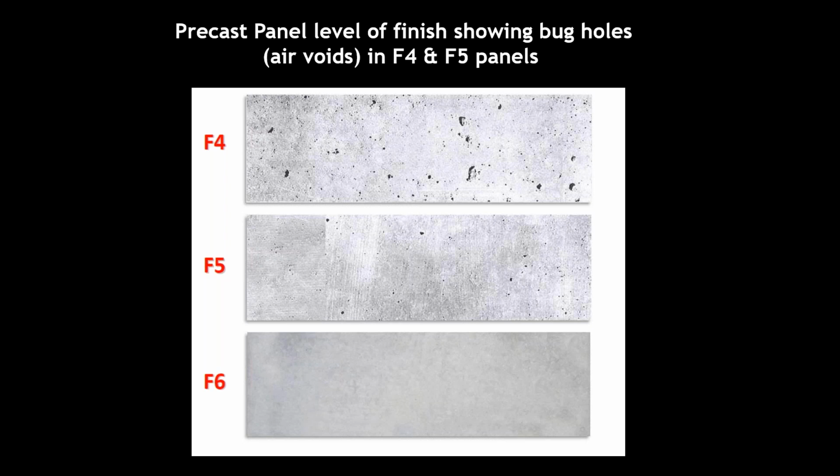And there's just the guide, obviously, for the level of finish for Precast panels. F4 makes us pretty twitchy when we're looking at that and nervous with those kinds of bug holes that are there. F5, we're starting to feel a bit happier about it all, but some of those bug holes that are there can cause problems. And obviously F6 is the thing that has us in a pretty good mood when we see that kind of stuff. And we always love hearing that panels are going to be F6.